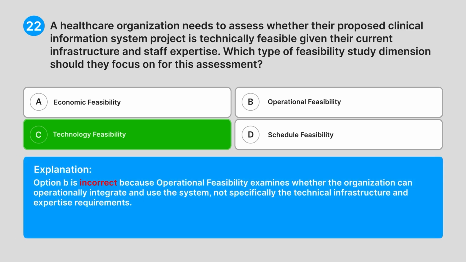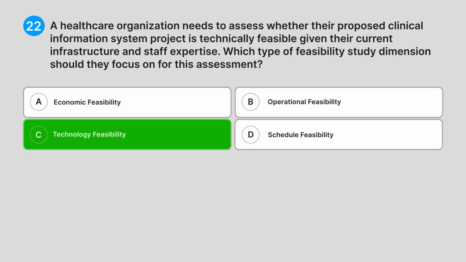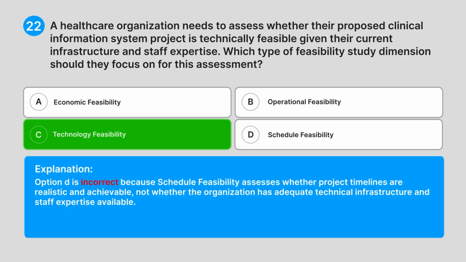Option B is incorrect because operational feasibility examines whether the organisation can operationally integrate and use the system, not specifically the technical infrastructure and expertise requirements. Option D is incorrect because schedule feasibility assesses whether project timelines are realistic and achievable, not whether the organisation has adequate technical infrastructure and staff expertise available.